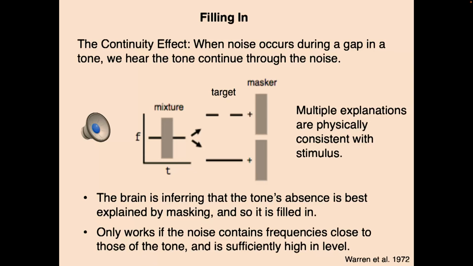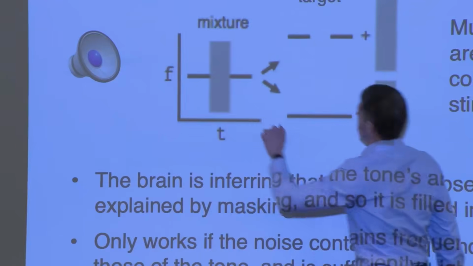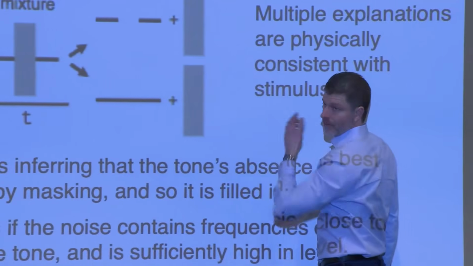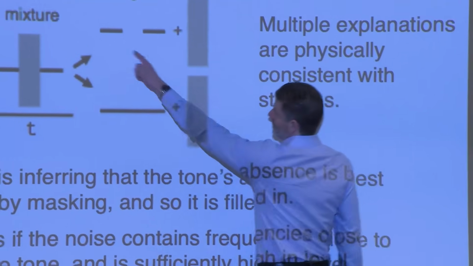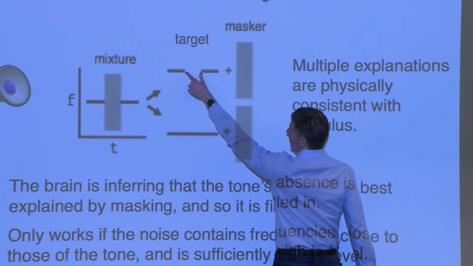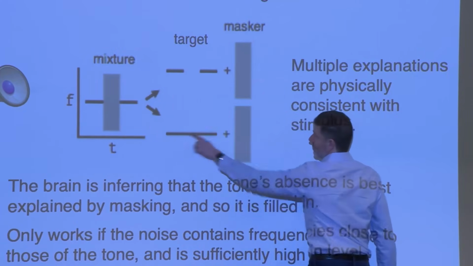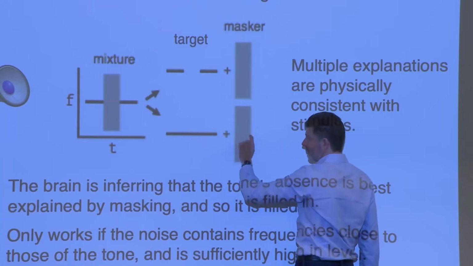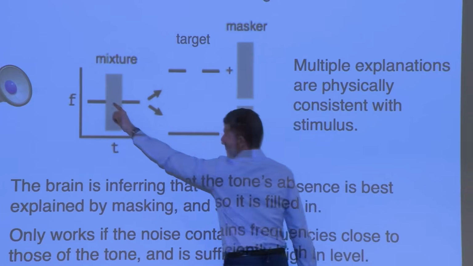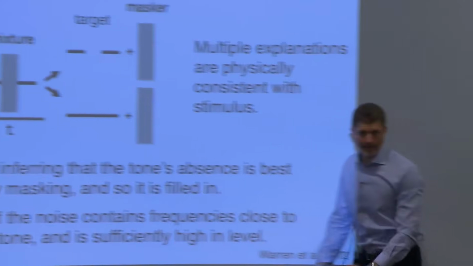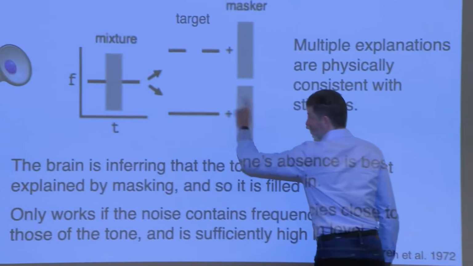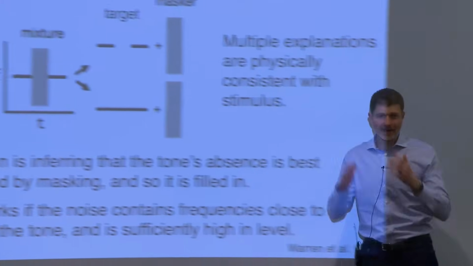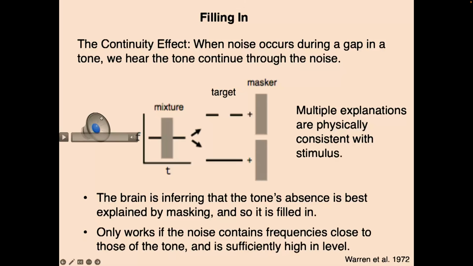So here's a stimulus. Again, this is a spectrogram. You've got your tone, you've got your noise, and there are at least two possible explanations for the stimulus. One is that you have two tones that just happen to be sandwiching this noise. The other is that the tone is continuous, and the reason that you don't actually have physical evidence for the tone here is because it gets masked by the noise. Most of the time this is what you hear, if the noise is sufficiently high in intensity as to plausibly mask the tone. All right, so let's check this out.